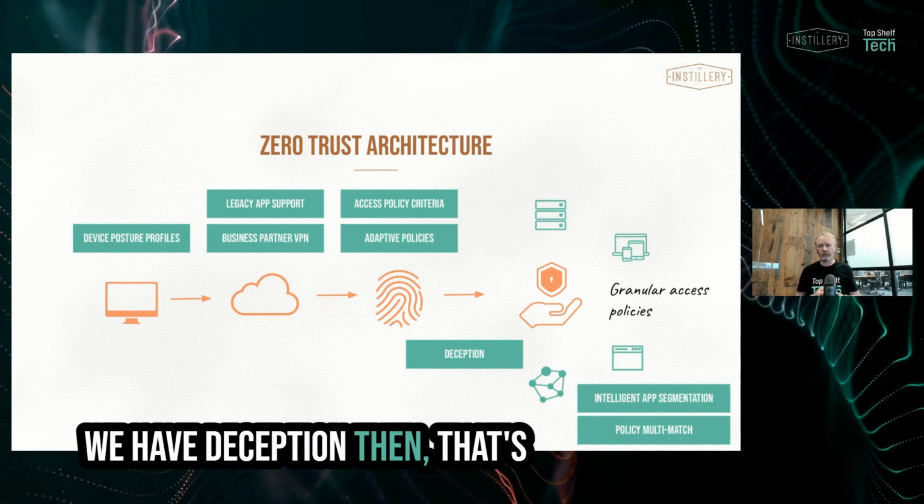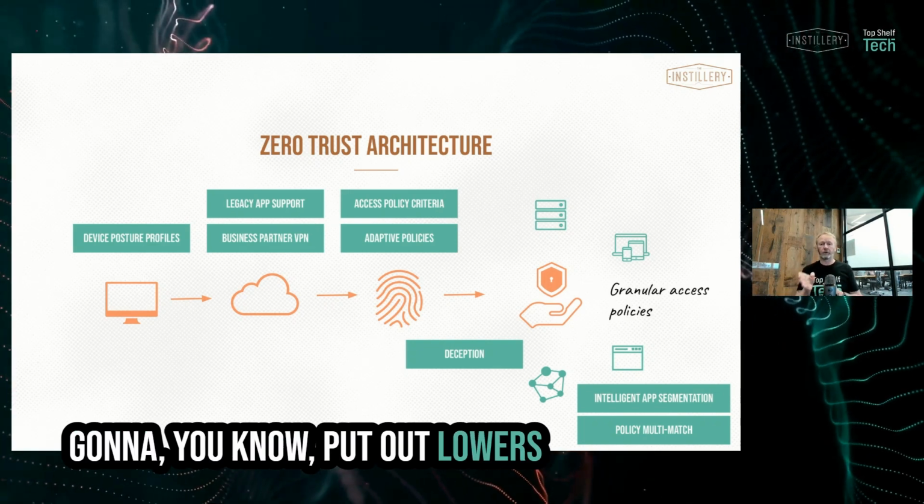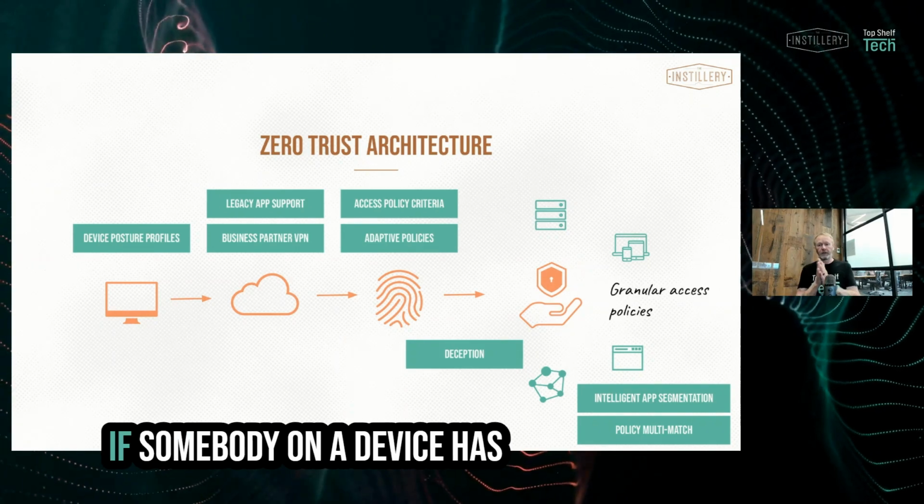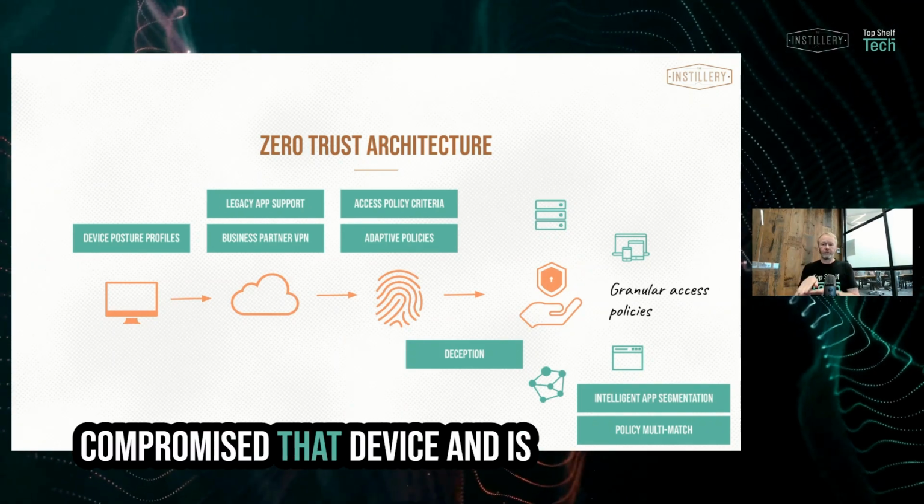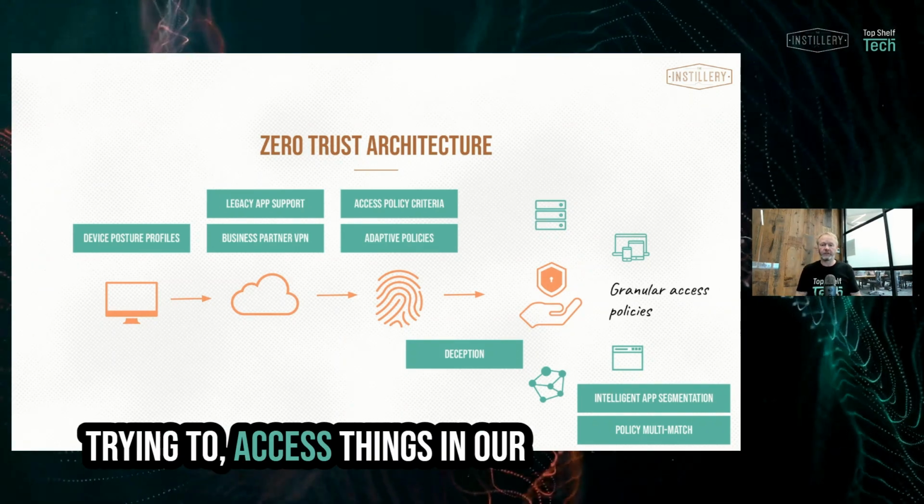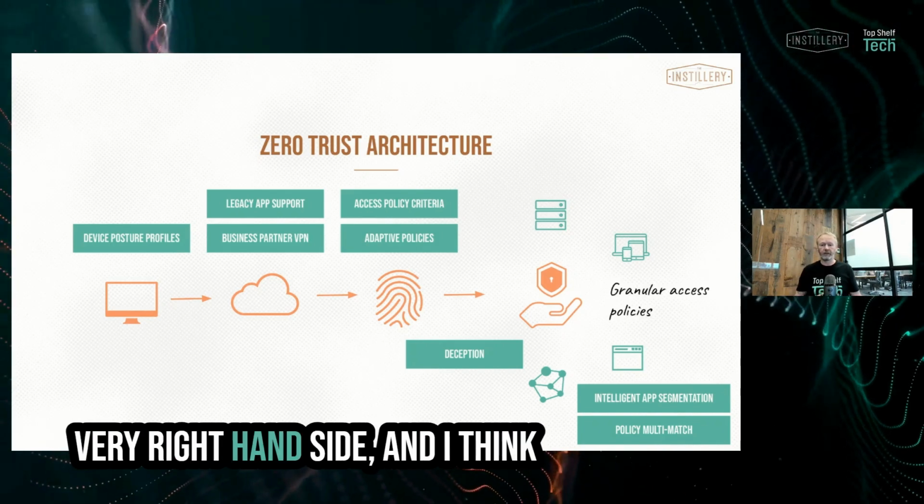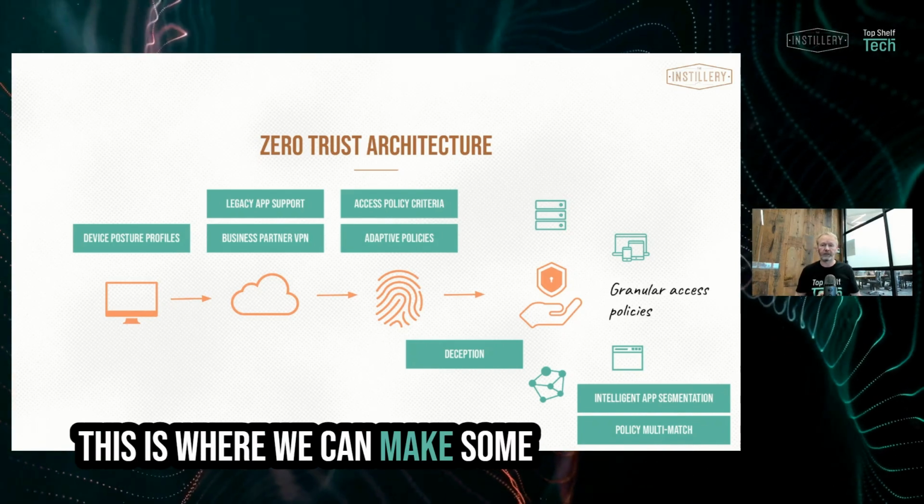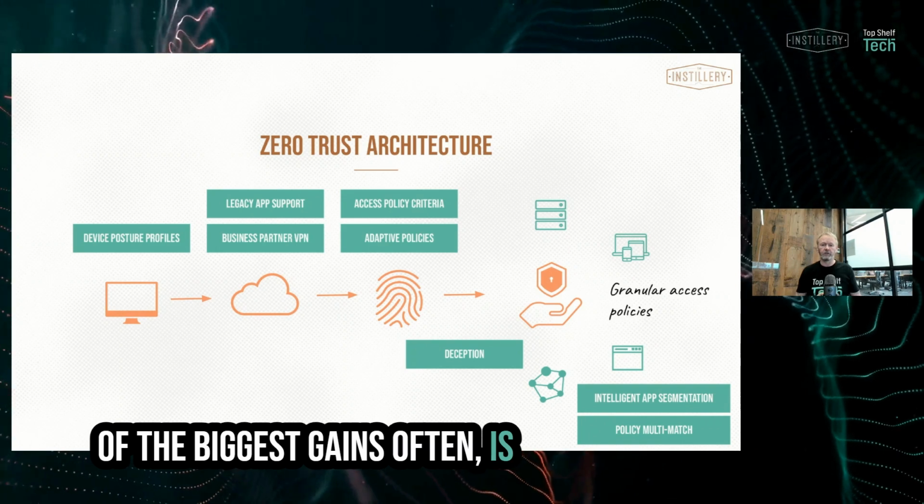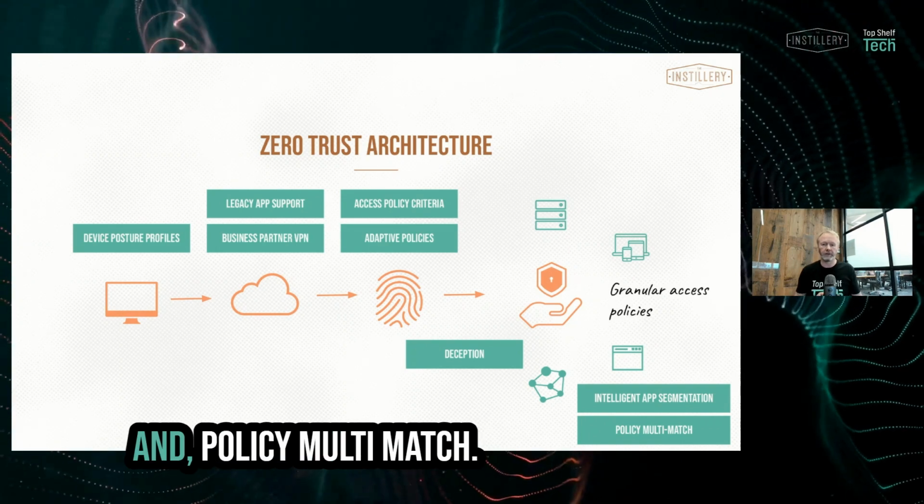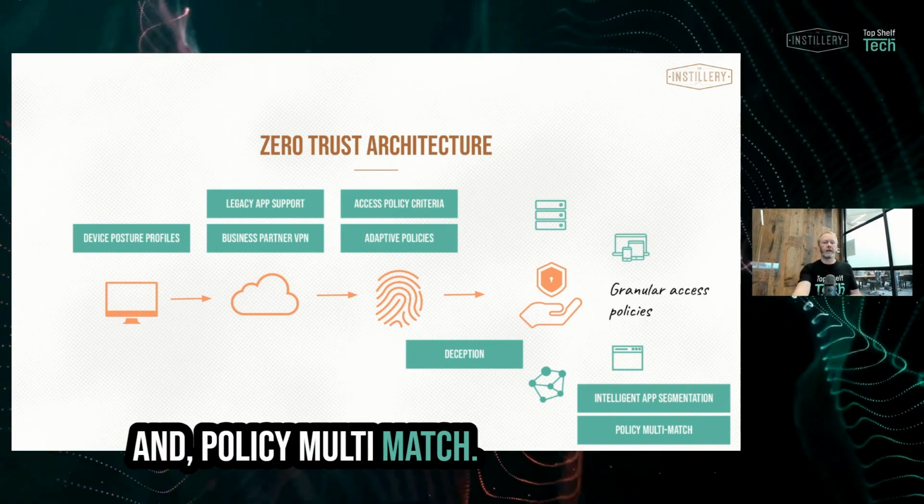We have deception, which puts out lures so we can understand if somebody has compromised a device and is trying to access things in our environment that they shouldn't. And then right across to the very right-hand side, and I think this is where we can make some of the biggest gains often, is intelligent app segmentation and policy multi-match.